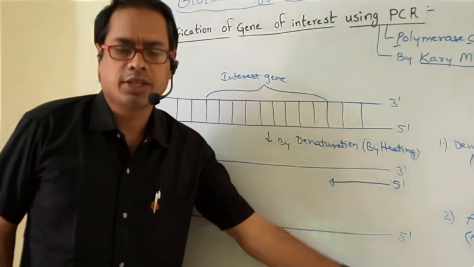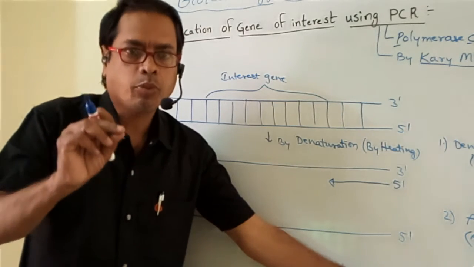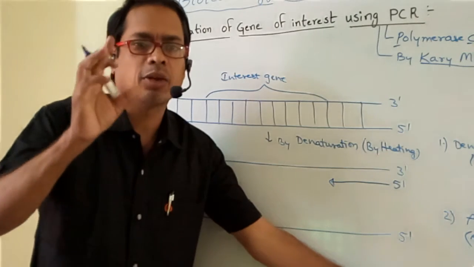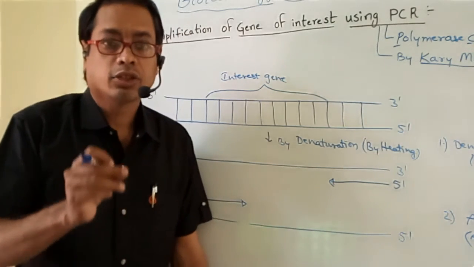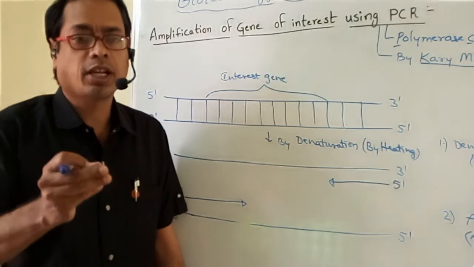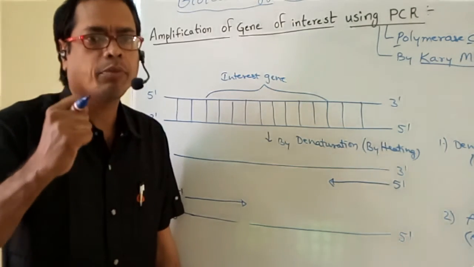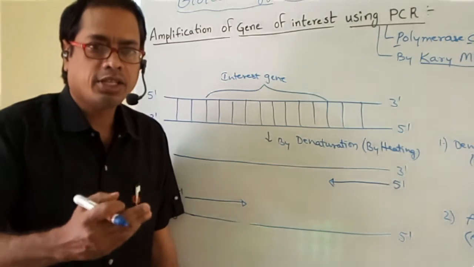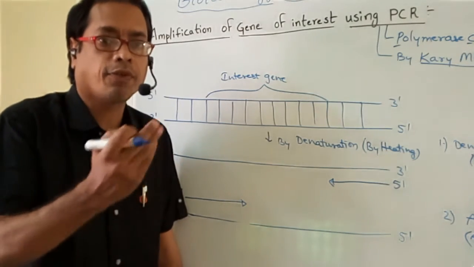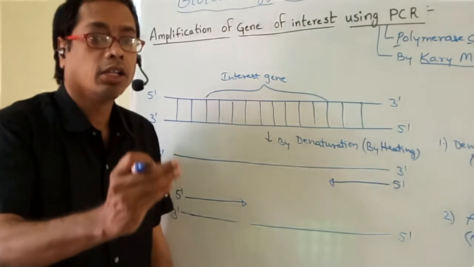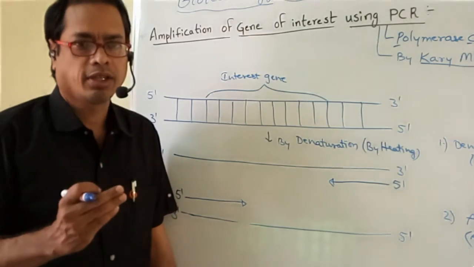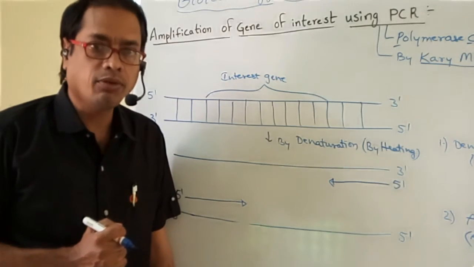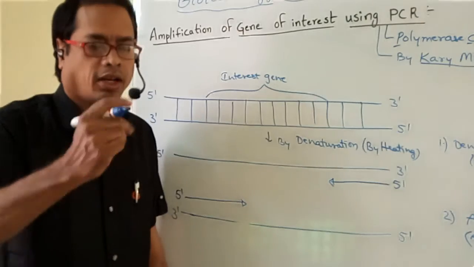Is this Taq polymerase a type of DNA polymerase or RNA polymerase? It is a type of DNA polymerase. It is a thermostable enzyme, that means it can tolerate high temperatures. Next, where is this enzyme obtained? This enzyme Taq polymerase is obtained from a bacterium called Thermus aquaticus. Aquaticus means water. Where does this Thermus aquaticus live? It lives in water. Okay.